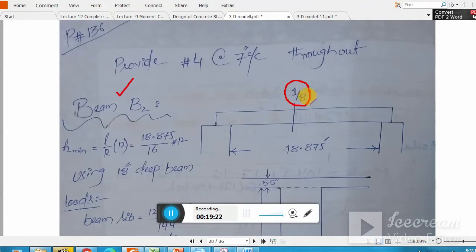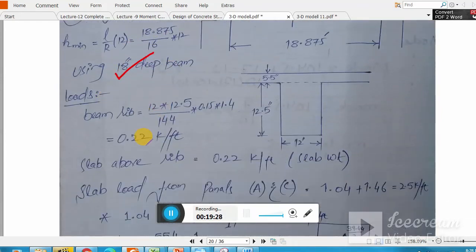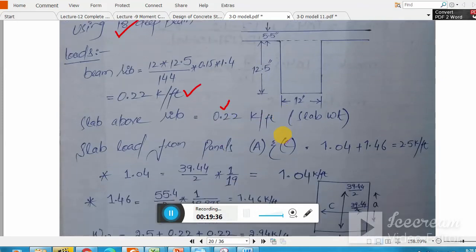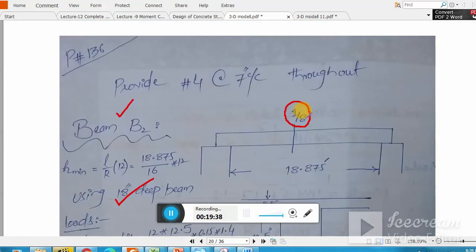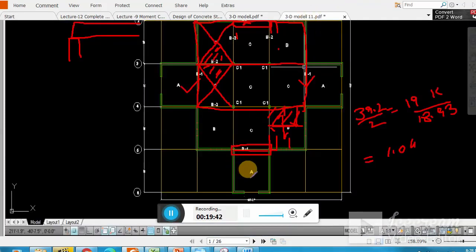The same depth is maintained. The loads are the same. That's load 0.2, and that is the slab above rib weight. Already we calculated. And here we have panel A. Now panel A, here this dimension is smaller as compared to this one, and we have C.